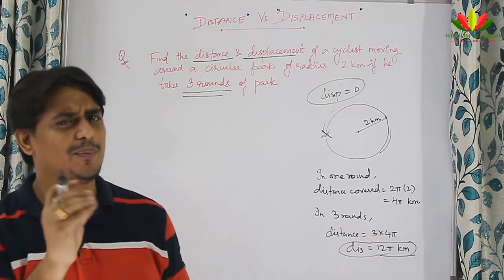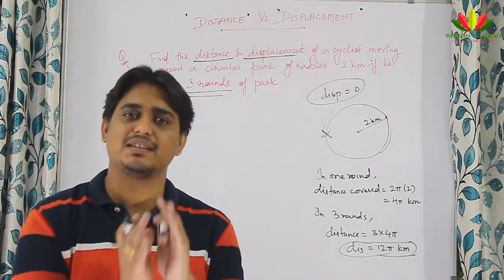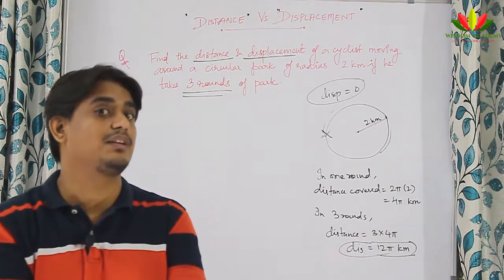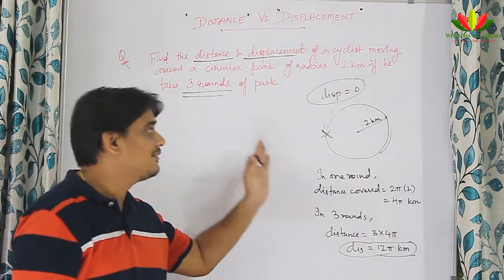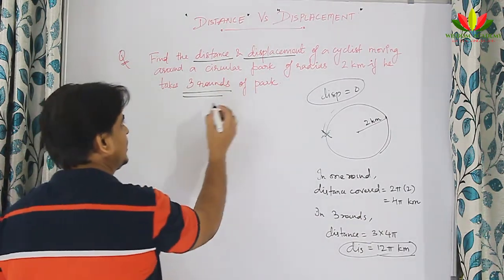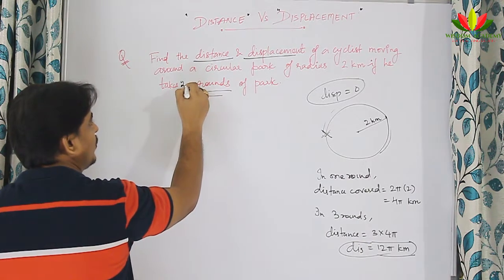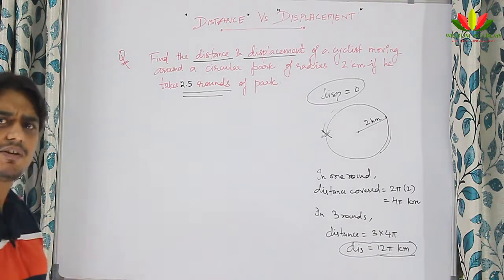This kind of questions are frequently asked in examinations, where they will give the example of a circular track and you have to find the distance covered and displacement. Be very careful in that: where is the starting point, where is the ending point. In the same question, instead of 3 rounds, if they would have given 2.5 rounds, then what will happen?